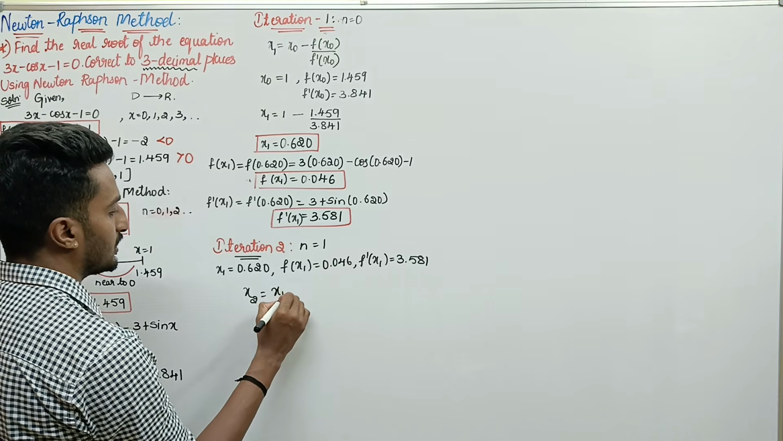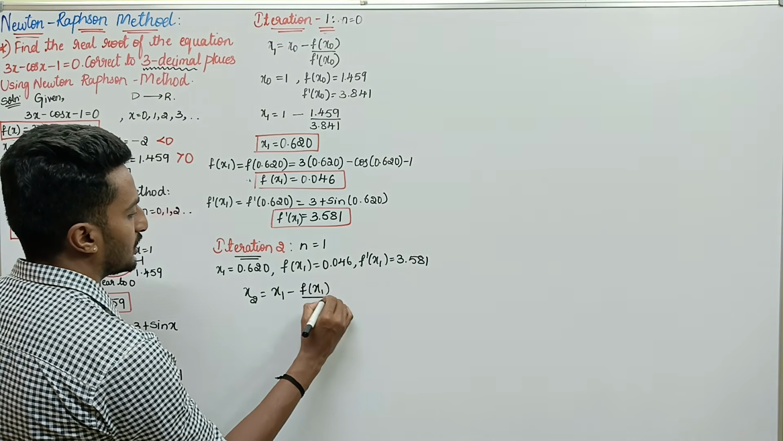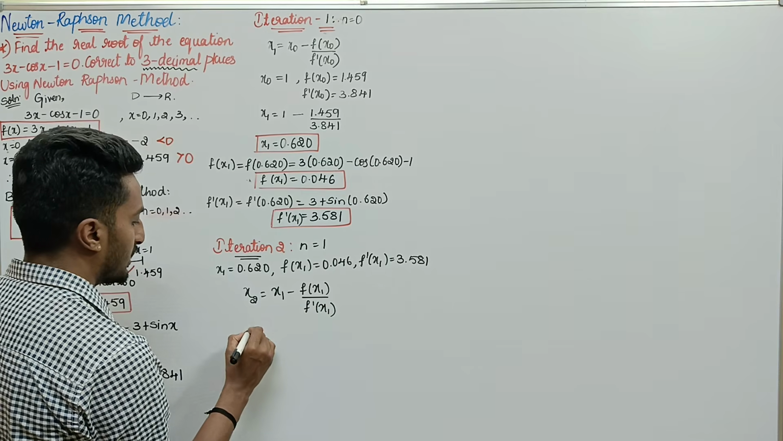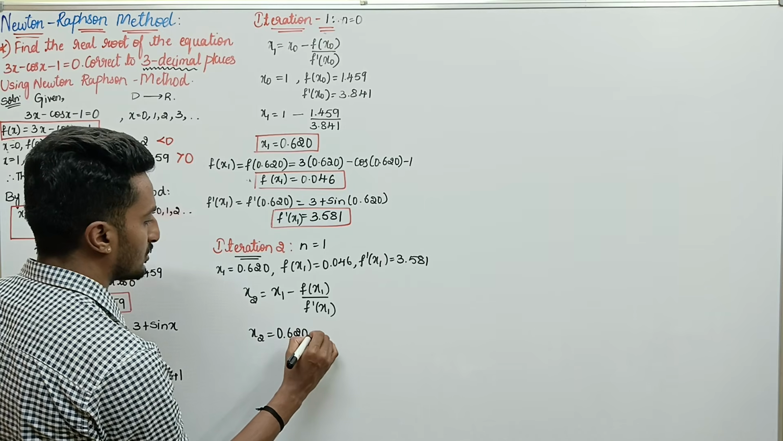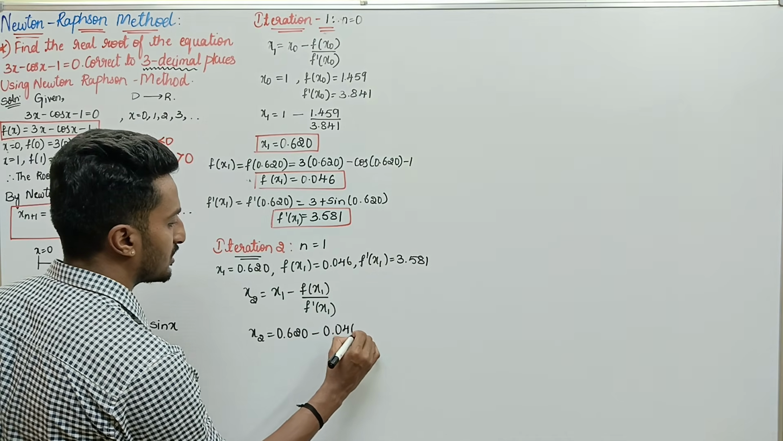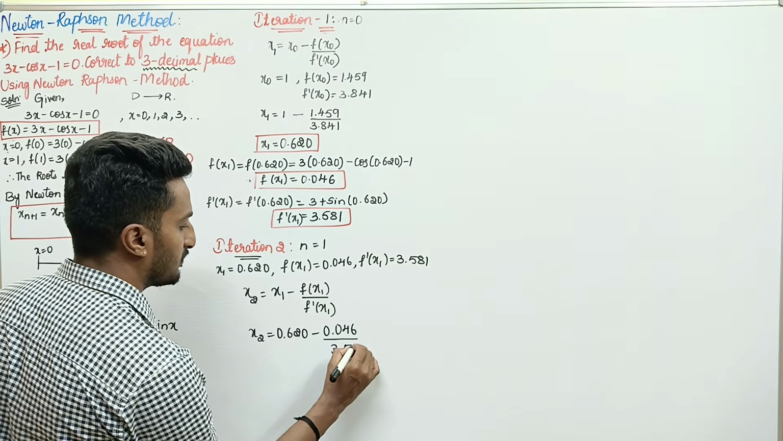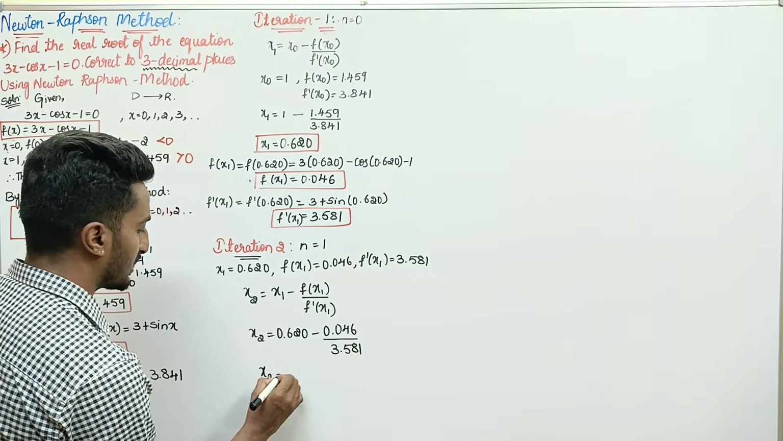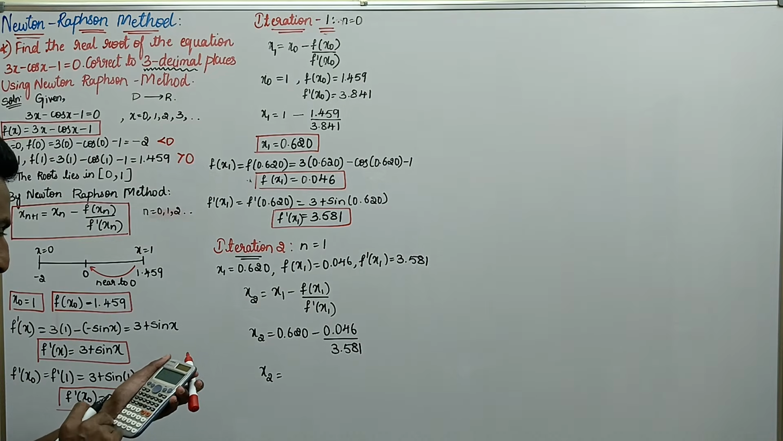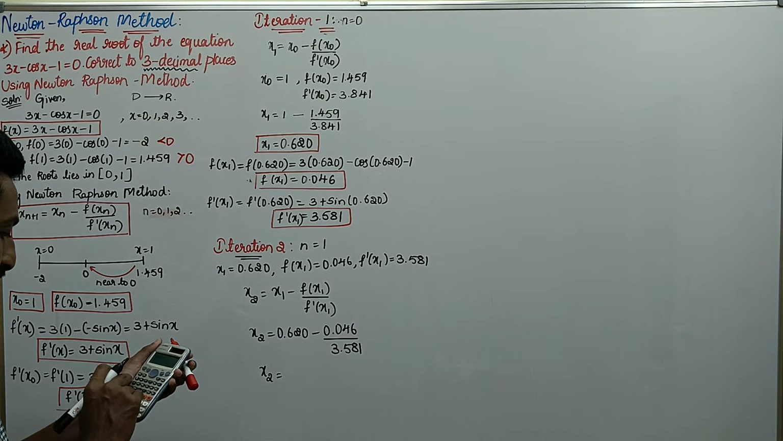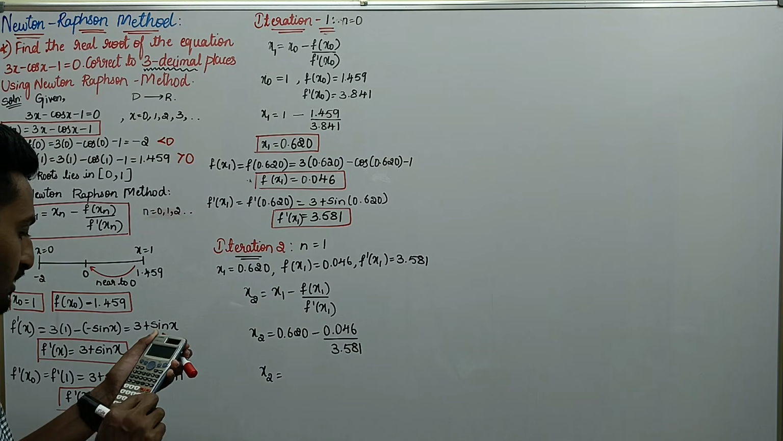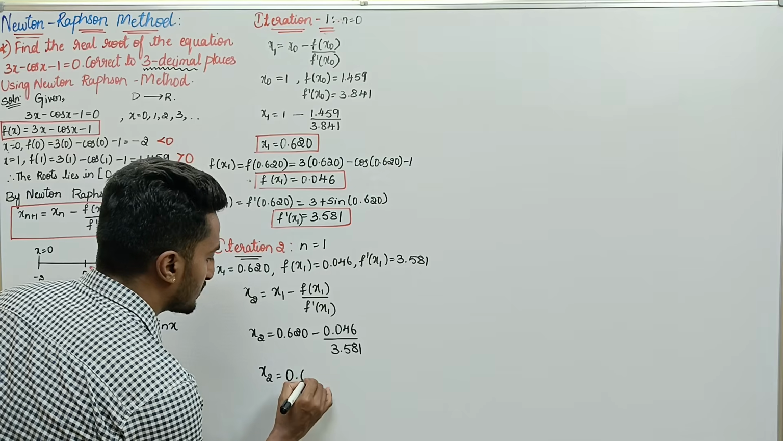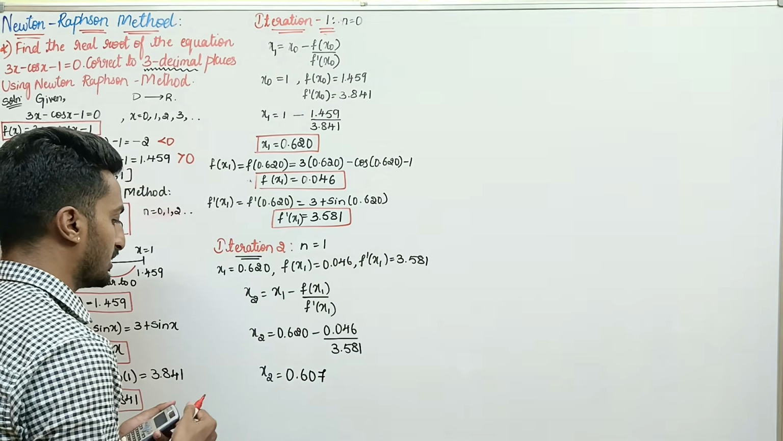Now let us represent the second iteration, that is 1 plus 1, 2. x2 is equal to, now n is 1, x1 minus f of x1 divided by f dash of x1. What is x1? 0.620 minus 0.046 divided by 3.581. Okay, use a calculator, it is very easy to simplify. 0.620 minus 0.046 divided by 3.581, you get 0.607.